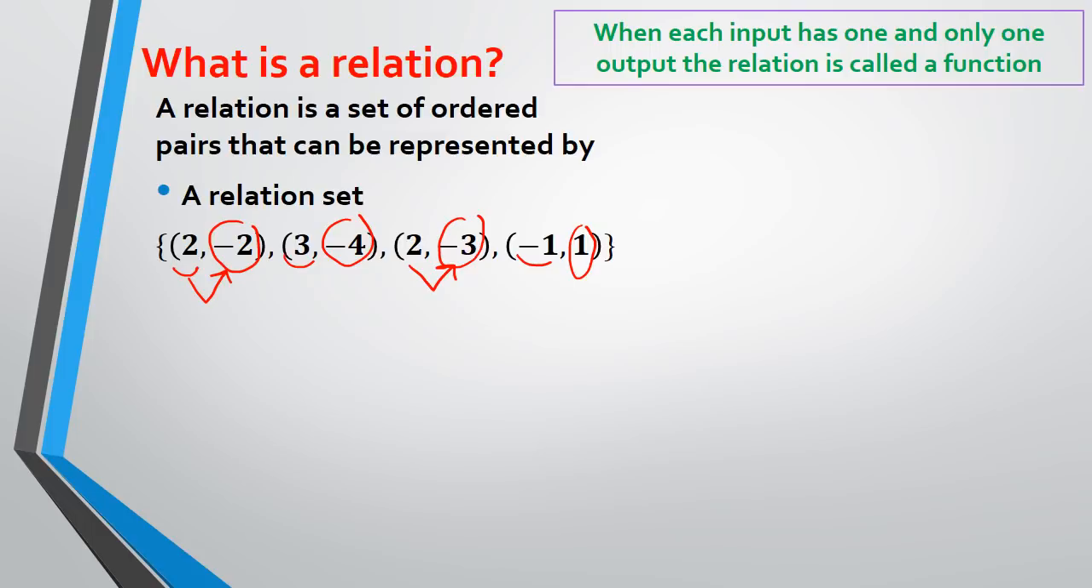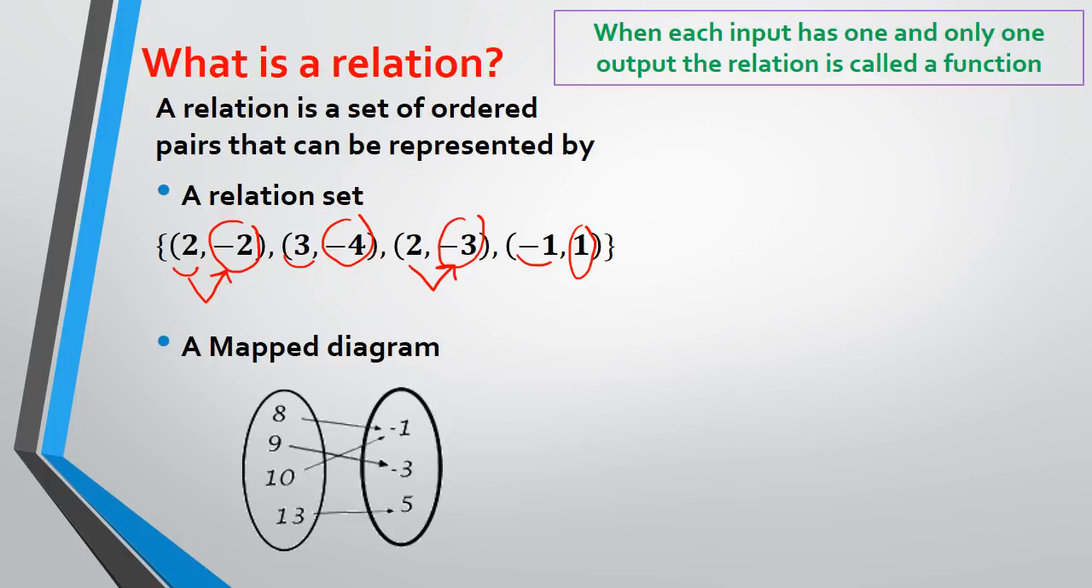The second way of representing a relation is by a map diagram, which is basically two circles. One of them represents the inputs, the other one represents the outputs, and the arrows representing the relation between these inputs and outputs go from one to the other. So the left circle represents the inputs, which include 8, 9, 10, and 13, and the right circle represents the outputs, which are -1, -3, and 5. I know that the left circle represents the inputs because the arrows are going from the left to the right.